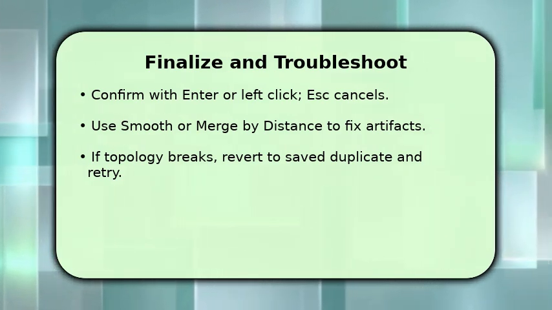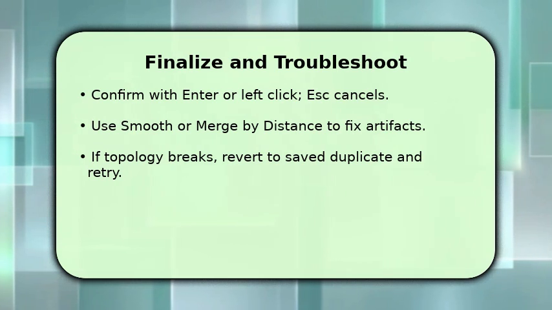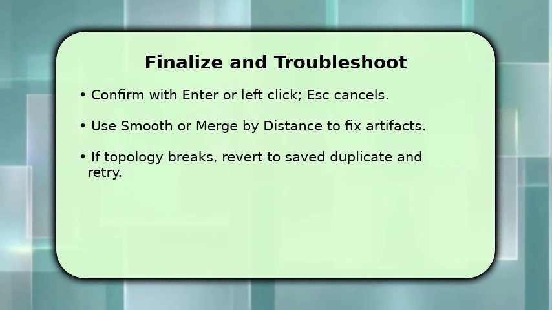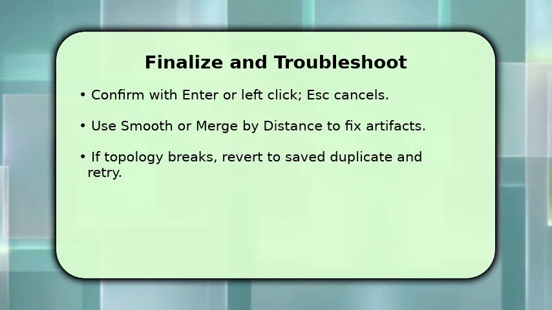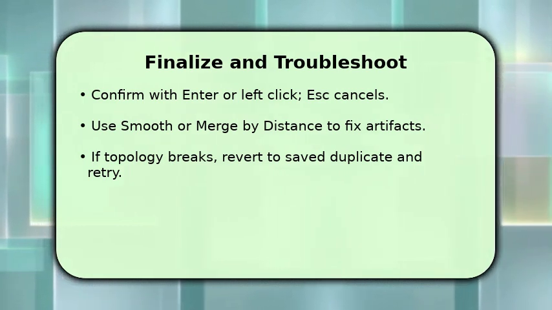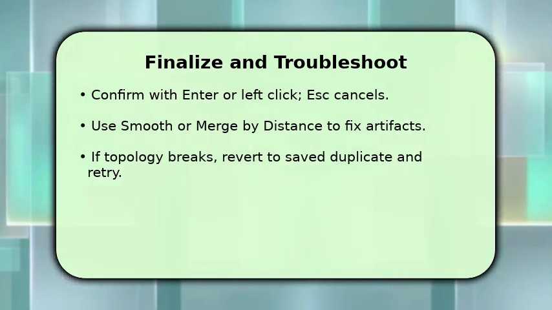If the loop causes pinching or non-manifold geometry, undo and revert to your saved duplicate, then try sliding a neighboring edge or adding a supporting loop. This fixes distorted topology without losing progress. One tip: turn on overlays to spot hidden issues quickly.